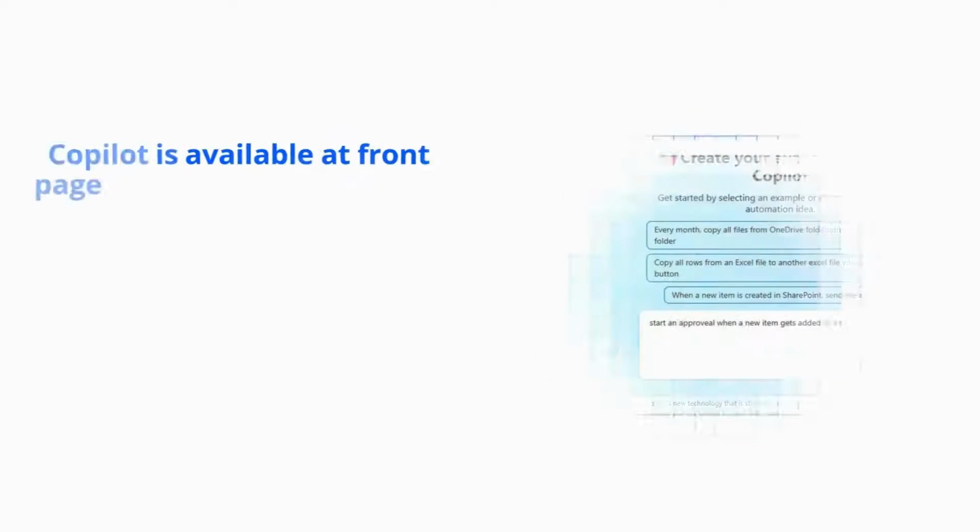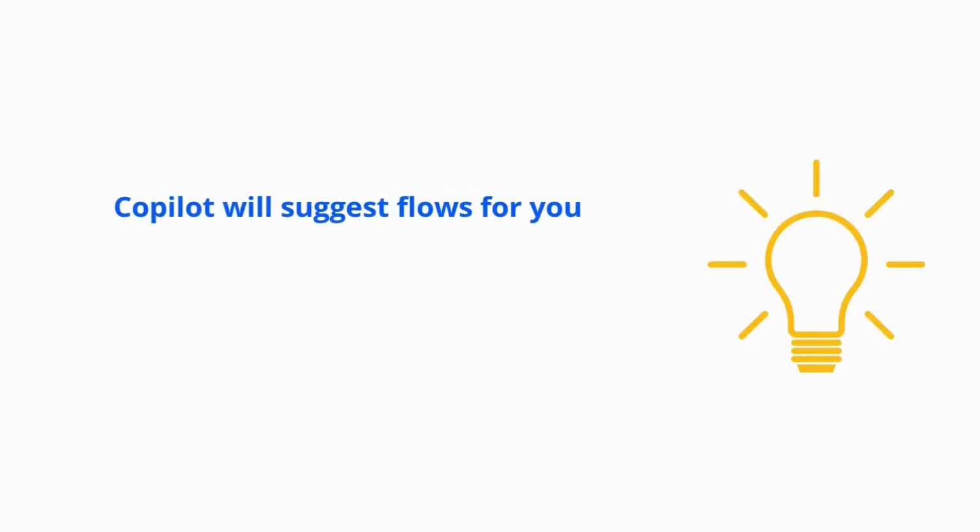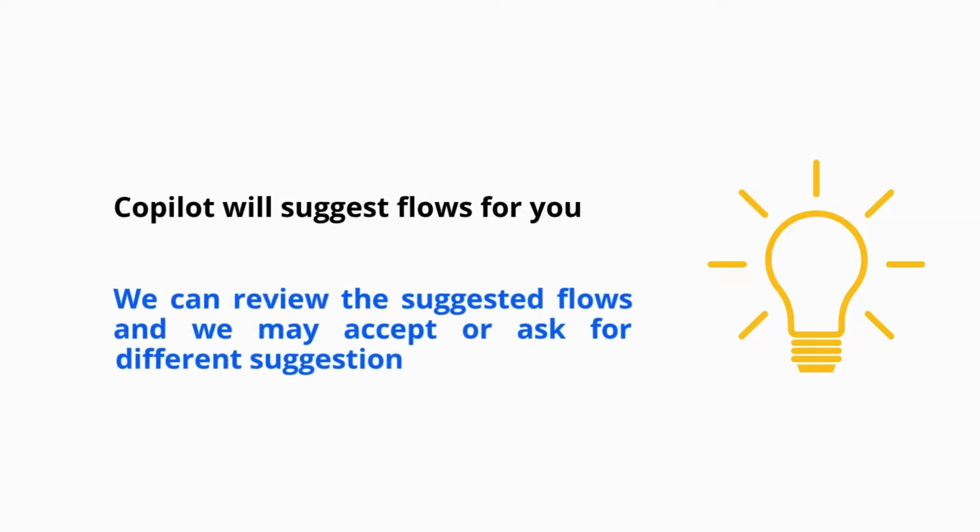The Copilot is available at the front page of the Power Automate Maker portal. Just describe what you want to build. Copilot will suggest flows for you. We can review the suggested flows and we may accept, or we can ask for a different suggestion.